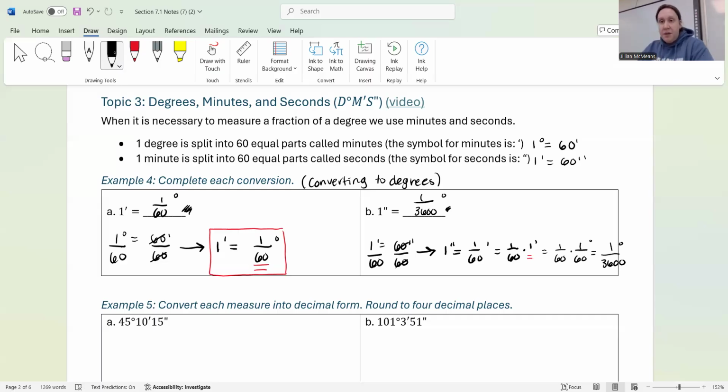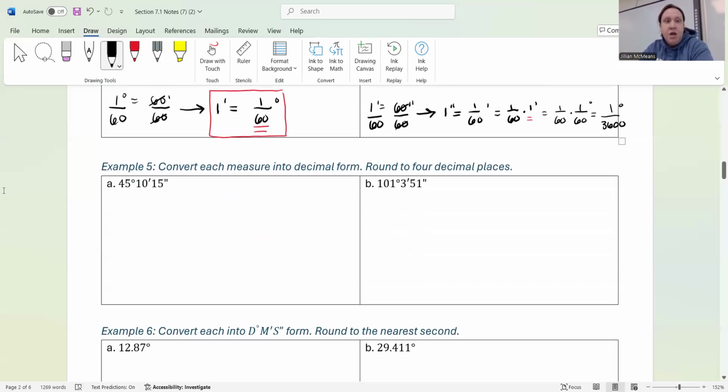Just know that 1 minute is 1/60th of a degree and 1 second is 1/3600th of a degree, okay? Now let's use all of that to do some conversions. For example 5, it says convert each measure into decimal form, round to 4 decimal places, okay? So we're going to round to 4 decimal places.